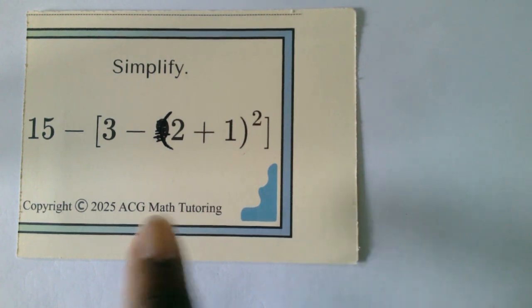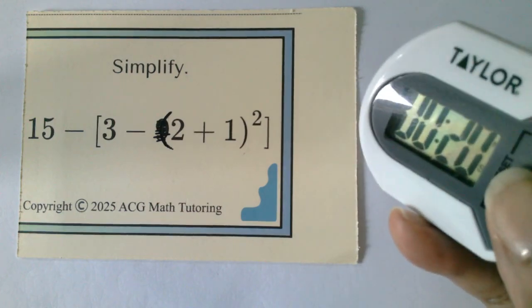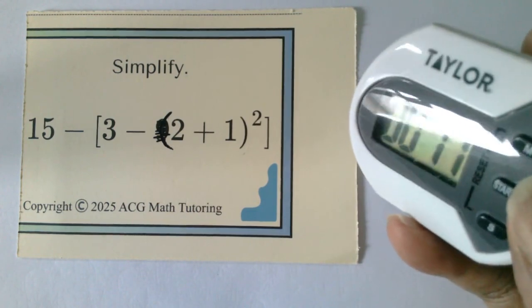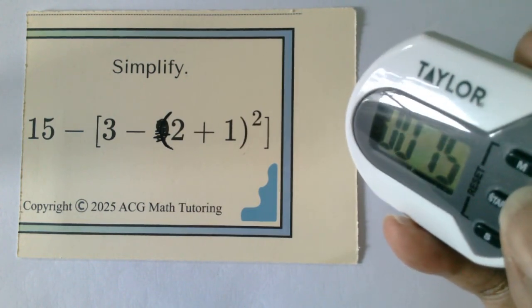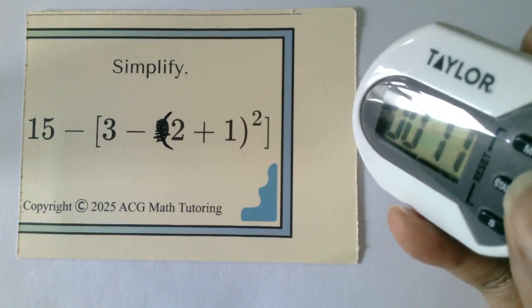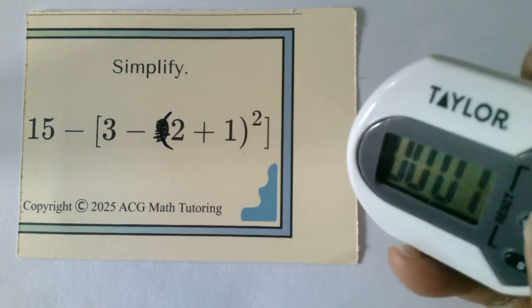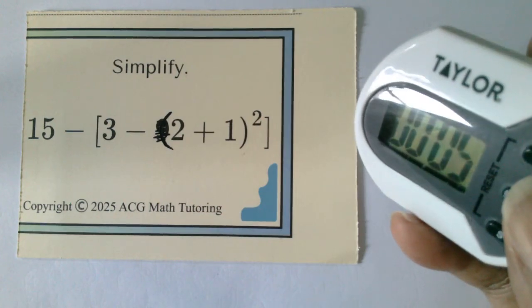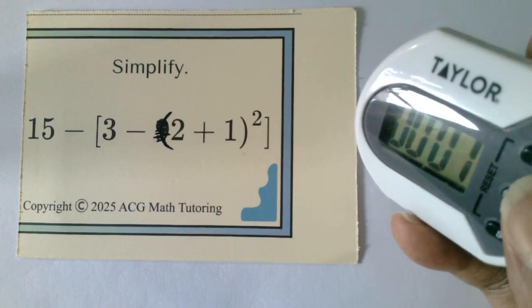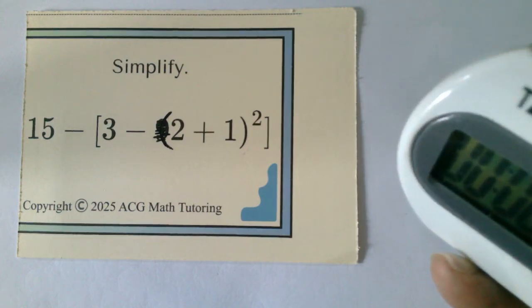Can you solve or simplify this in 20 seconds? As you are working this out, this is 15 minus 3 minus 2 plus 1 squared. It's a crazy blob, so that's not supposed to be there. As we take a look at this, we're going to see if we can simplify this. Let's go.